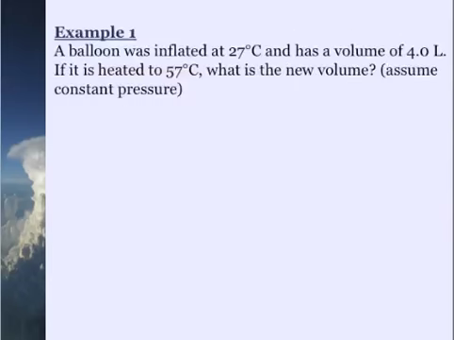So, for example here, we have a balloon that was inflated at 27 degrees Celsius and has a volume of 4.0 liters. If it is heated to 57 degrees Celsius, what is its new volume, assuming constant pressure? So we look at temperatures here. This is what we know. We have to do this conversion.